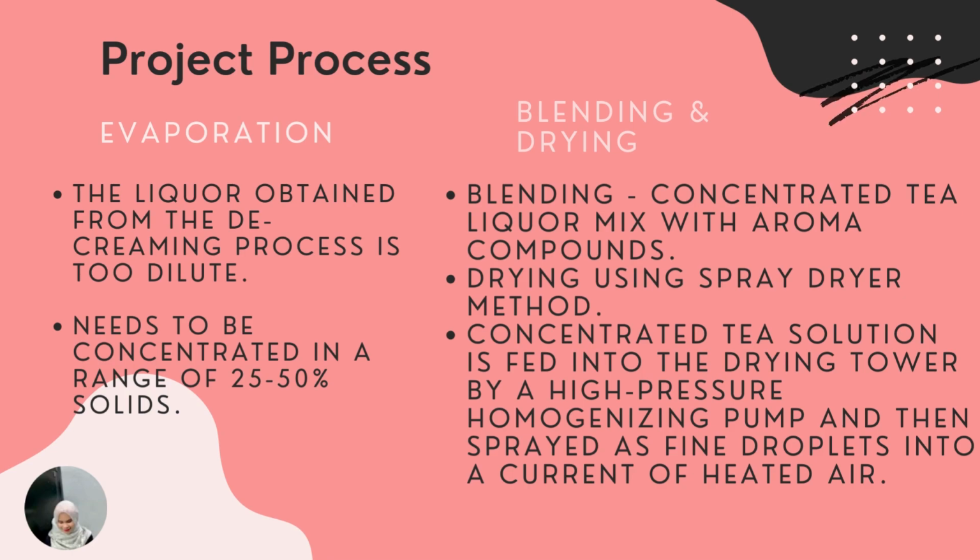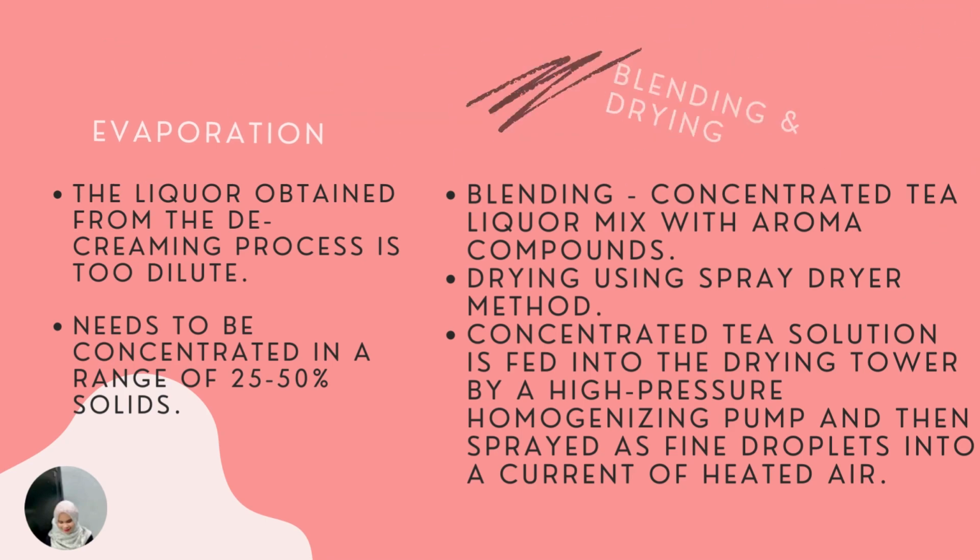For the last process, blending and drying. Blending is when the concentrated tea liquid is mixed with aroma compounds. Drying uses the spray drying method. The concentrated tea solution is fed into the drying tower by a high pressure homogenizing pump and then sprayed as fine droplets into a current of heated air.